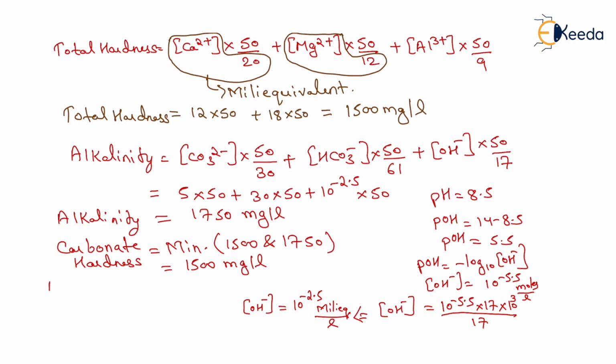Now we need to find the non-carbonate hardness. NCH is equal to total hardness minus carbonate hardness. Here the total hardness is 1500 milligram per liter and carbonate hardness is 1500 milligram per liter. So the non-carbonate hardness is equal to 0 milligram per liter, which is the final answer of this question. We have determined the carbonate hardness as well as the non-carbonate hardness, which is equal to 0.